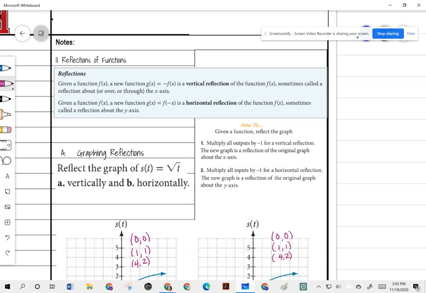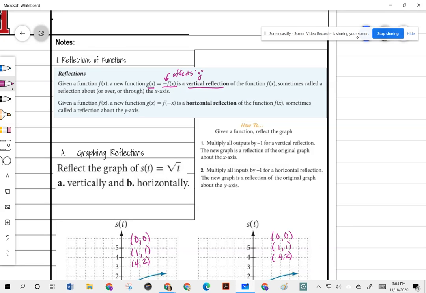On a vertical reflection, a new function, g of x, is basically taking that negative. This is the negative part, and that's what gives it the reflection. Notice that the negative is on the outside and it affects the y coordinate, okay? And that is going to look like a vertical reflection, all right? Sometimes we can call it a reflection about or over or through the x-axis, all right?